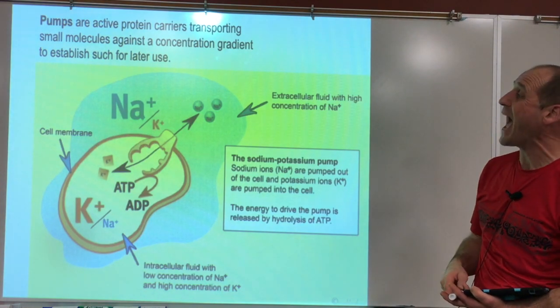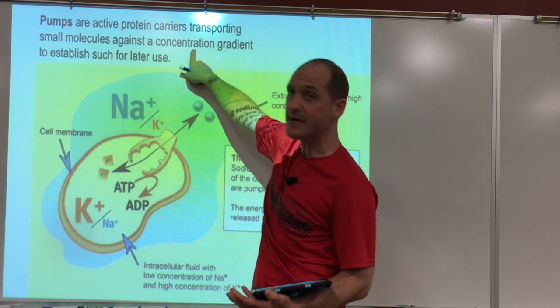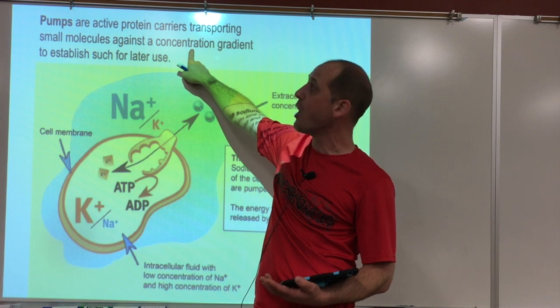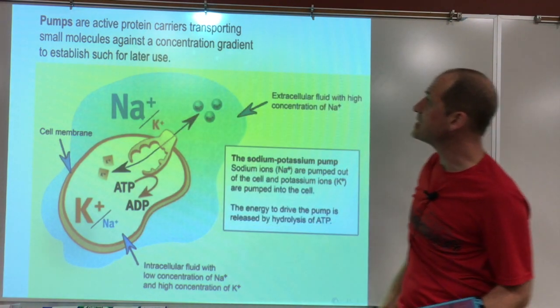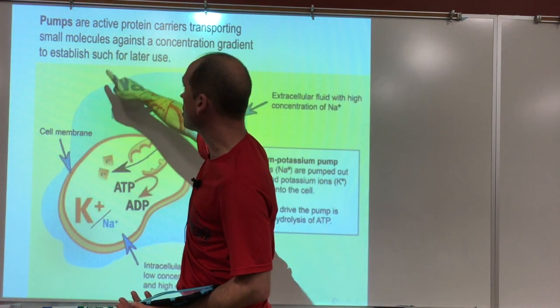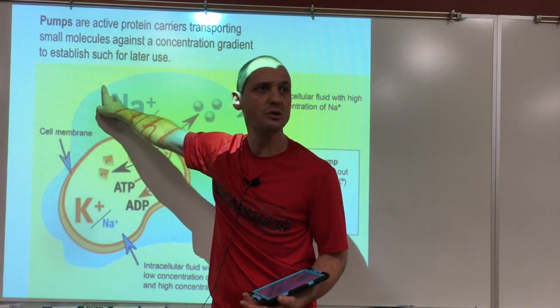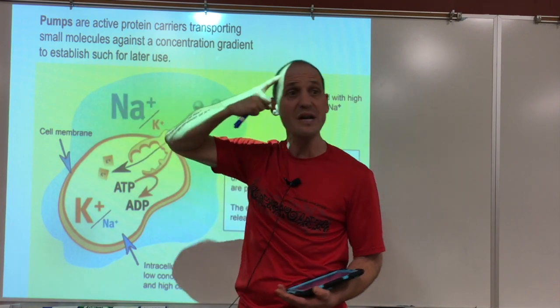Now we get to the active one. So now we need energy. So we're going to go against the concentration gradient. The biggest ones that we use all over in the body are these pumps. And what these pumps do is they actively carry small molecules against the concentration gradient to establish a concentration gradient for later use. So this is brilliant.